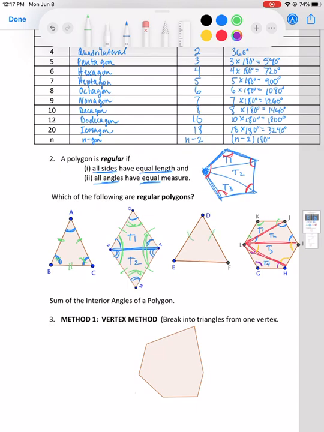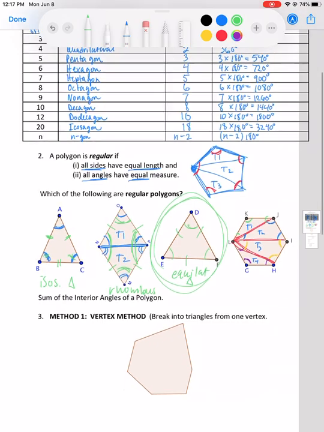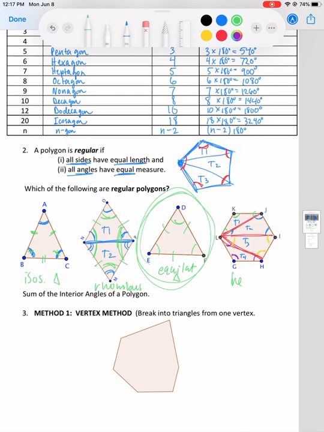This right here is an equilateral triangle. All the sides are the same, all the angles are the same. This is regular. Put some clues down here. And this is the equilateral triangle. This right here is a hexagon. It is also regular because all the sides are the same length and all the angles are the same measure.